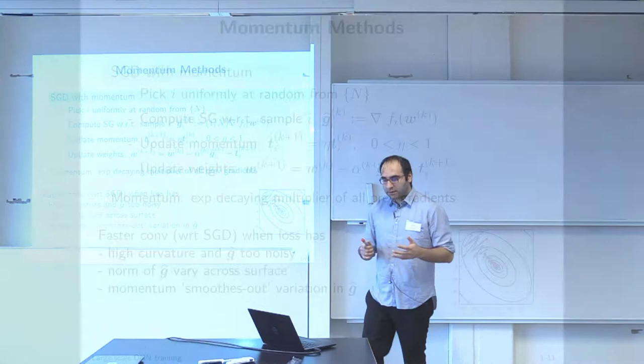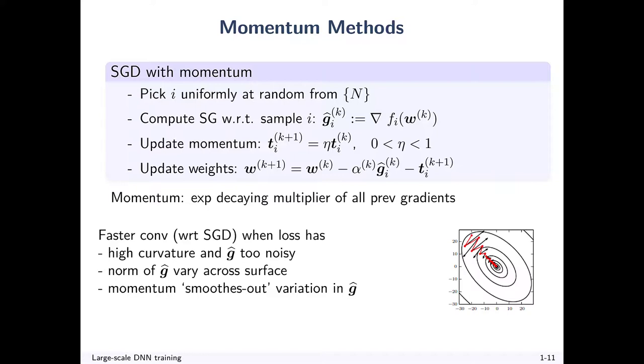So the idea again is that you want to accelerate the convergence of your stochastic gradient method, and you do that by adding something called momentum. So SGD combined with momentum works like this. Again, you pick a sample i uniformly from N. So far, this is what we have done before. You compute the stochastic gradient with respect to this sample, g hat i_k, the stochastic gradient of sample i at iteration k. Then, on top of SGD, you add a momentum step: you compute an updated momentum.